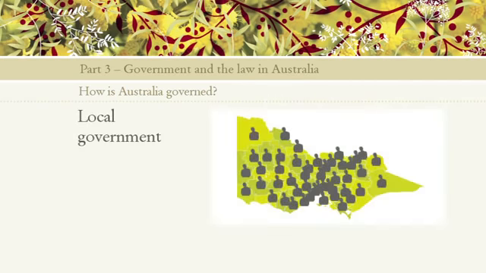Local government. The states and the Northern Territory are divided into local government areas. Each area has a local council. People vote to elect their local councillors. Councils provide services to their local communities.